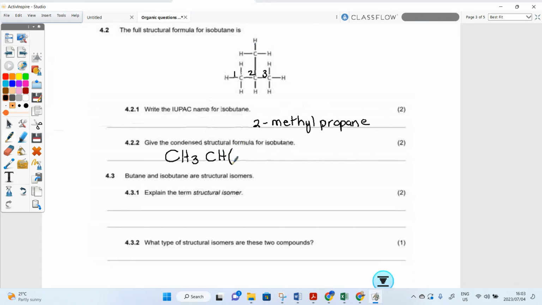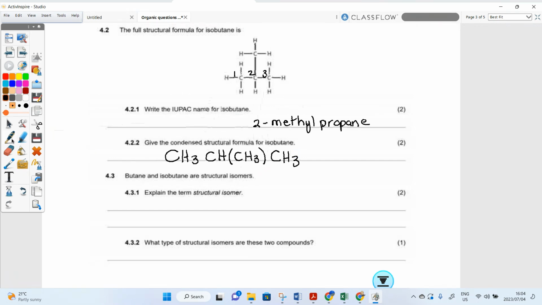To show that it's a separate CH3, you put it in brackets. And then you put the third carbon, and with it, 3 H's. If there were two carbons attached to the main thing, you can put a 2 there. I guess that's also fine.